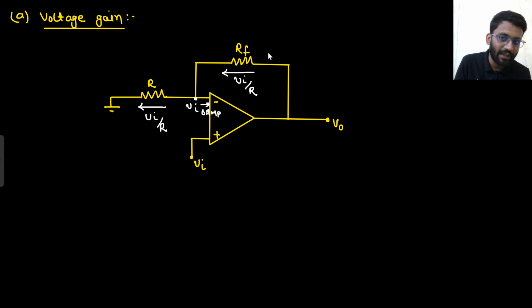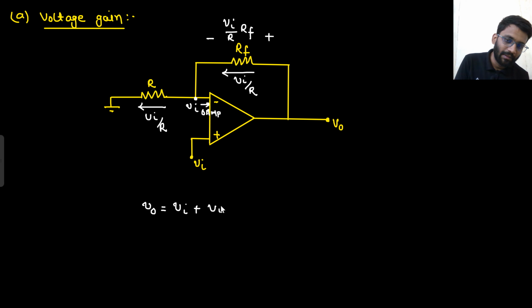Now, if V in by R current is flowing through RF, then what is the voltage drop here? In this direction, there will be a voltage drop that will be V in by R into RF. Say yes or no. The voltage drop is V in by R current into resistance in this direction. Now tell me, what is your V naught? V naught will be this potential, that is V in, plus this potential, V in by R into RF. This is your V naught. Say yes or no. Did you understand this point or not?